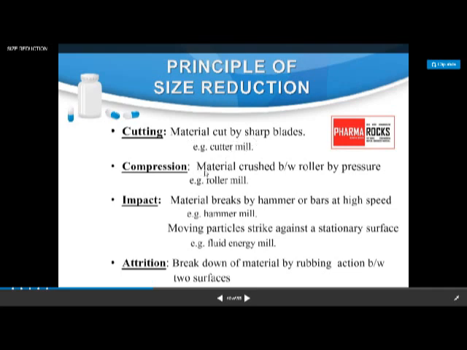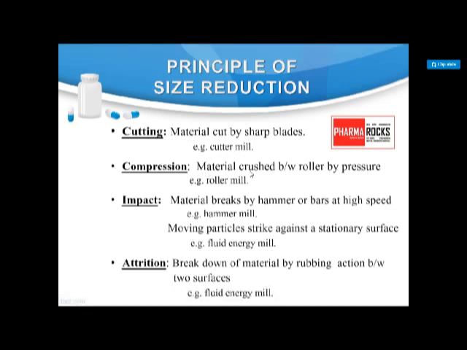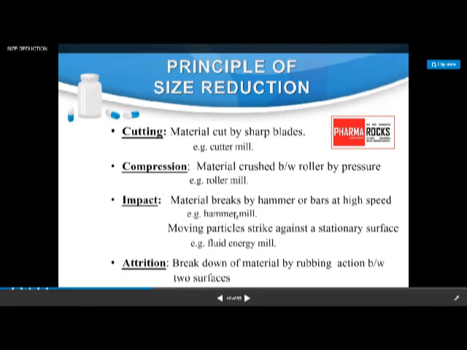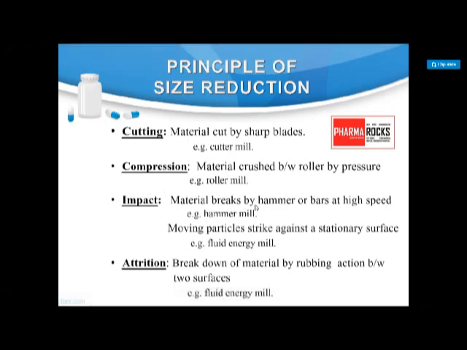On the basis of compression, now what is compression? The material is going to be crushed between rollers, by pressure. 2 rollers are there, and by applying pressure on these 2 rollers, the material is going to compress. Example is the roller mill. In case of impact, the material breaks by hammers or bars at high speed.